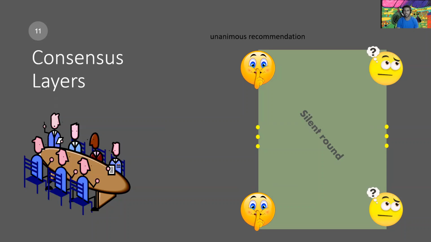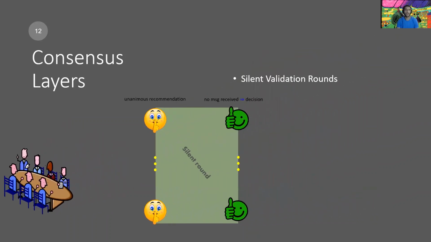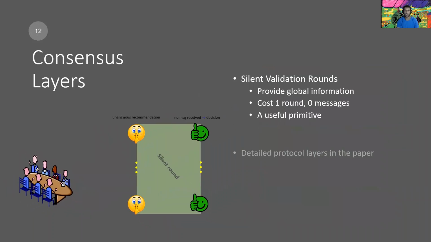At the end of this round, a process that received no messages is guaranteed that every correct process has received a unanimous recommendation. Hence, it can now decide. For more details, see the paper. Silent validation rounds allow us to broadcast global information with a cost of a single round and no messages whatsoever in failure-free executions. This is a very useful primitive that we apply in several ways in our layers. In the paper, we present a number of layers with different properties, and the resulting design is efficient and elegant.